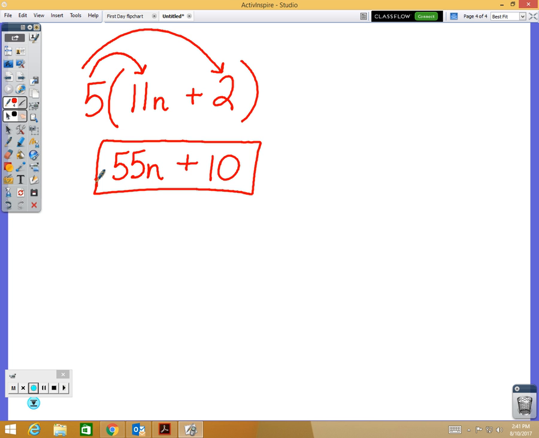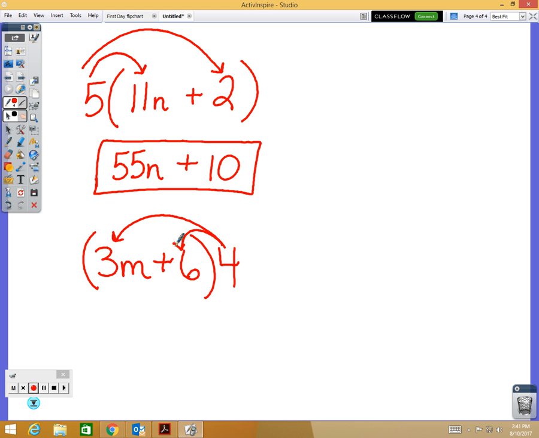Before we get into some more complicated numbers, I want to also review with you that it can be a number on the outside of the parentheses on the other side. For instance, you could have 3m plus 6 on the inside of your parentheses and then have a 4 back here. It's going to work the same way. That 4 is right up next to the parentheses, meaning we are going to distribute the 4 to the 3m and the 4 to the 6.